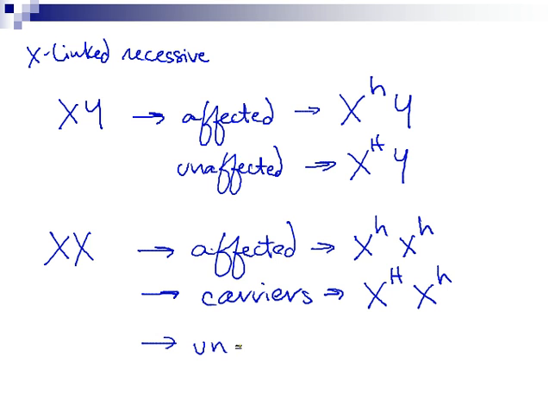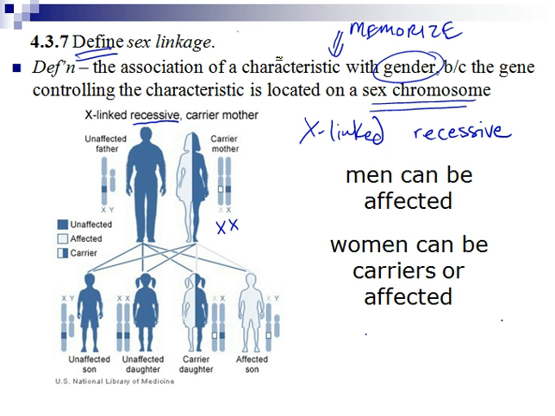Or women can be unaffected, which I think you can figure out is homozygous dominant. Okay? So let's go back to this diagram. If I can navigate back to it. Okay. So men can be affected, men and women can be carriers or affected, and both of them can be unaffected.